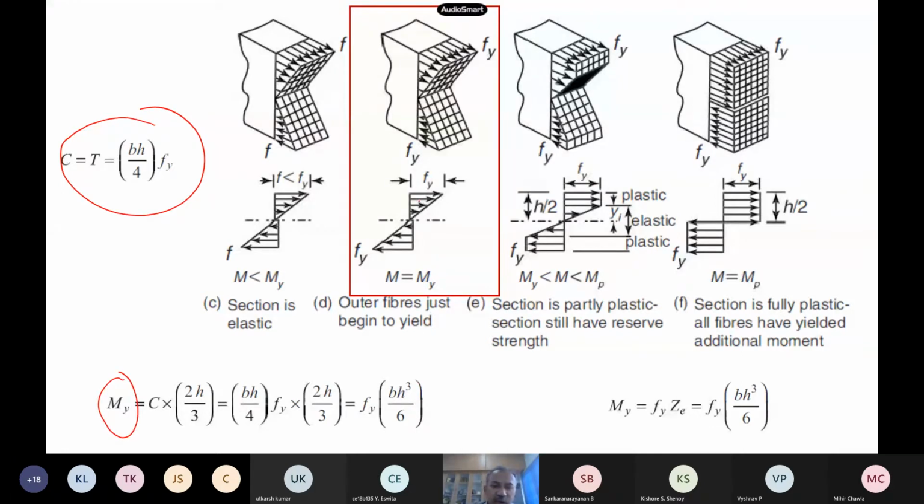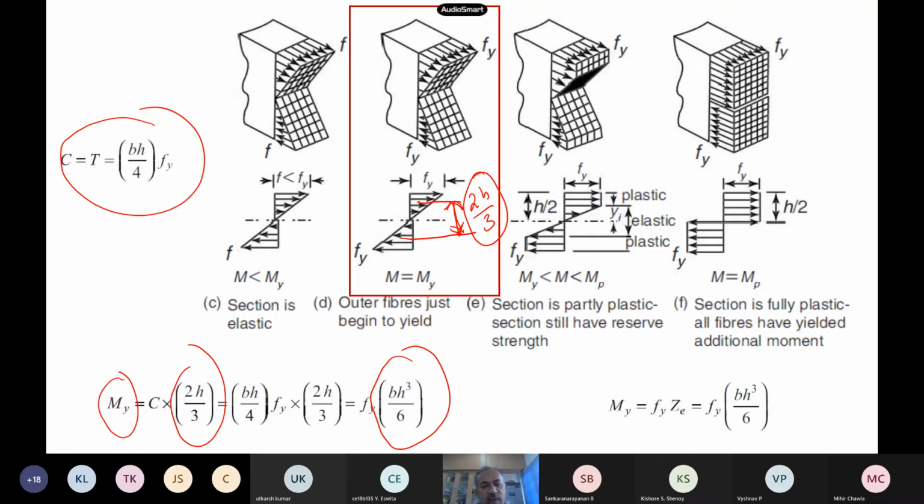So this is my lever arm. I have a centroid here, of this portion and this portion. So this becomes 2h by 3 for the ordinary elastic case itself, and this is my BH cube by 6 actual. Okay, so this is what we call the elastic section modulus.